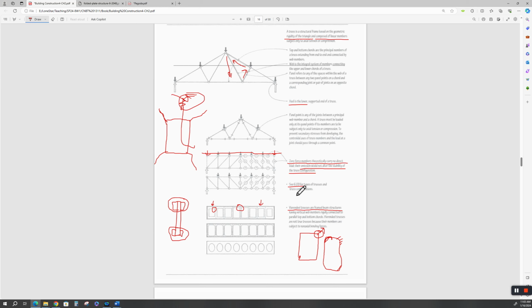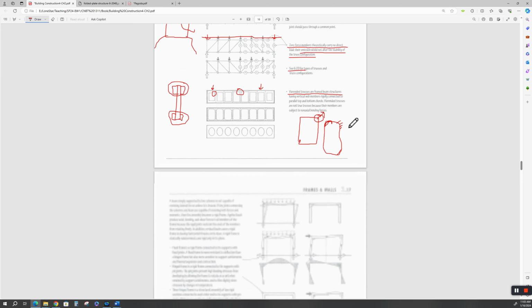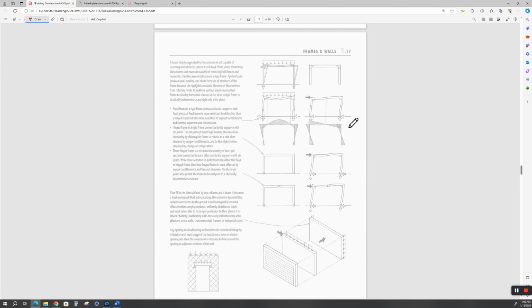Worry about these definitions that are printed in here. Don't worry about the statics and the structural engineering. I'm not going to expect you to understand all that. Frames and walls. Frames can be pinned or they can be rigid. Metal buildings are rigid. That's why they call them rigid metal buildings as opposed to pinned.